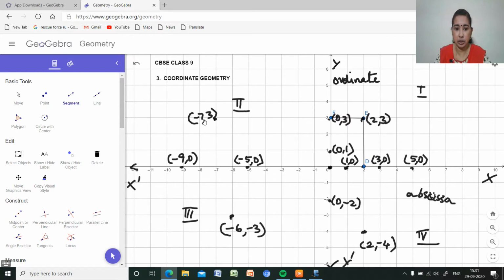In the same way, to get (-7, 3), a perpendicular is drawn through -7, and from 3 to this side, and the intersecting point of both the lines is (-7, 3). In the same way, (-6, -3) we have to mark here. We draw the line perpendicular to -6 and from here to -3. So that is the way of marking the points. Now (2, -4): from 2 we draw the perpendicular, and in the same way from -4 also we draw the perpendicular.